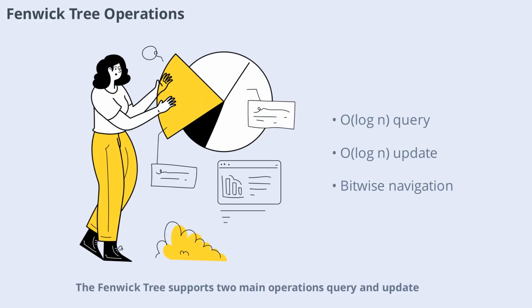A Fenwick tree supports two main operations, query and update. To calculate a prefix sum, you repeatedly add values and move to the parent using the LSB. To update a value, you add the change and propagate it upwards. Both operations run in O(log n) time, making the Fenwick tree highly efficient for real-time data processing.